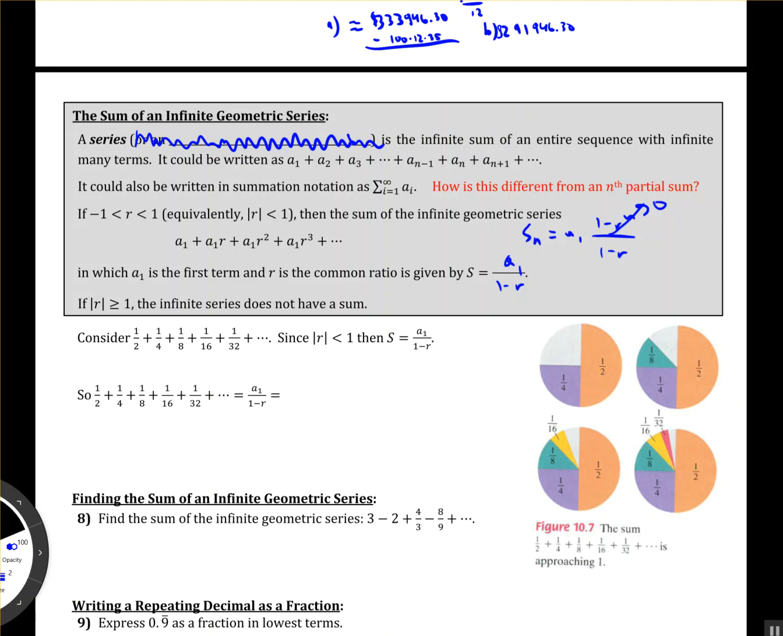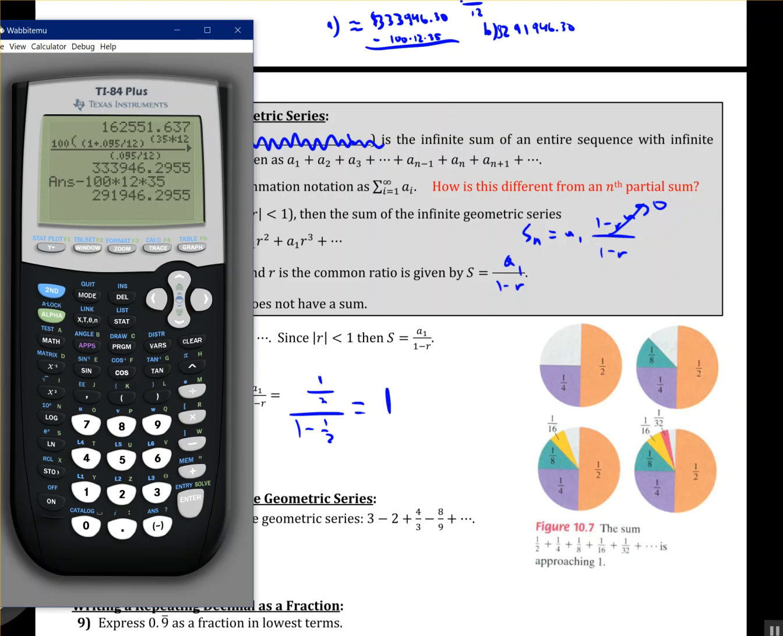All right, so consider 1/2 plus 1/4 plus 1/8 plus 1/16 plus 1/32. If I go on forever like that, notice r in this case is 1/2, so a1 is also 1/2. So I get 1/2 over 1 minus 1/2. Well, that's equal to 1. So if I were to add up 1/2 plus 1/4 plus 1/8 plus 1/16 and so on forever, I would get 1. If I stop anywhere, I'm not going to get that.